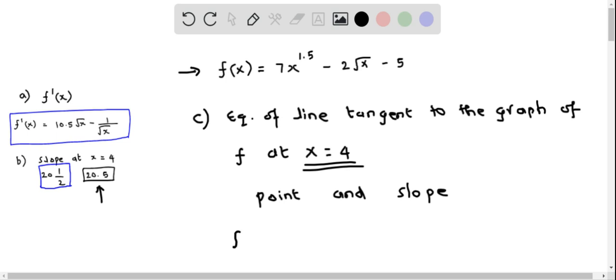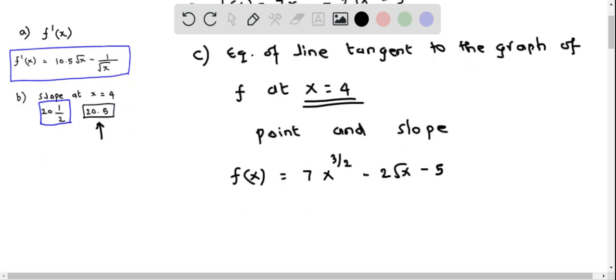So first let me rewrite the f of x, and this equals, I can write x power 1 by 5 as x raised to the power of 3 by 2 minus 2 root x minus 5. Now let's put x equal to 4 into this f of x. So we get f of 4 equals 7 times 4 power 3 by 2 minus 2 times square root of 4 minus 5.